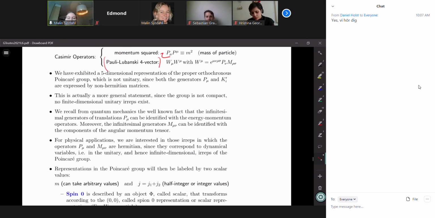Yeah, okay. Also, to connect to all the quantum mechanics knowledge, I think it's probably clear, but I pointed out anyway that this P mu corresponds to the energy momentum operator. And this M mu is then related to angular momentum.